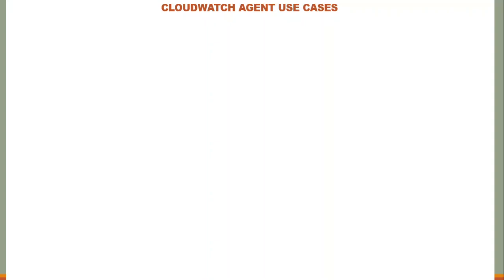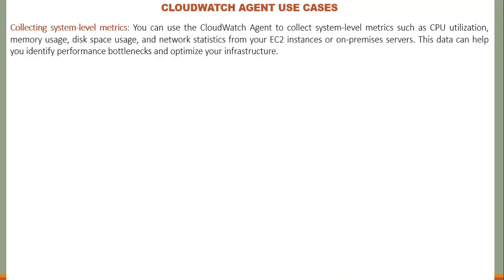So I'm going to show you the CloudWatch agent use cases. The first use case here is collecting system-level metrics. You can use your CloudWatch agent to collect system-level metrics such as CPU utilization, memory usage, disk space usage, and network statistics from your EC2 instances or your on-prem servers. The data collected can help you identify performance bottlenecks and as well help you to optimize your infrastructure.